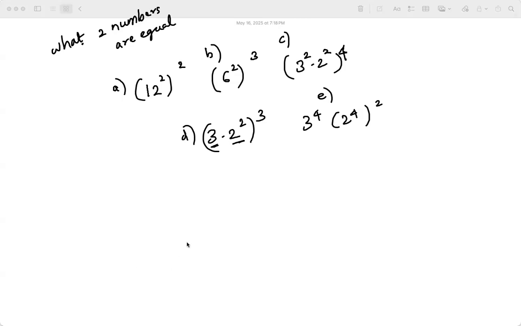On C, is that 3 squared times 2 squared to the power of 4 or times 4? On C, sorry, I should have written it nicely. 3 square, 2 square, whole power of 4. Make sense? I can work on this with you guys if you want me to. Or if you want to try, try.